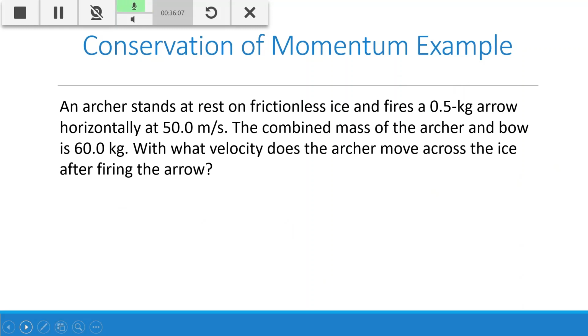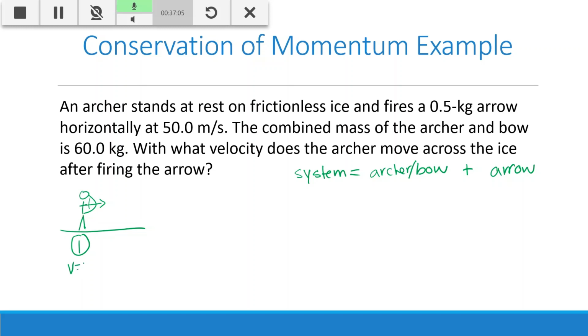So let's take a look at an example problem. An archer stands at rest on frictionless ice. So we're going to have an archer here on some frictionless ice, and he's going to fire a 0.5 kilogram arrow horizontally at 50 meters per second. The combined mass of the archer and the bow is 60 kilograms. So we're going to define our system as consisting of the archer with the bow and the arrow.